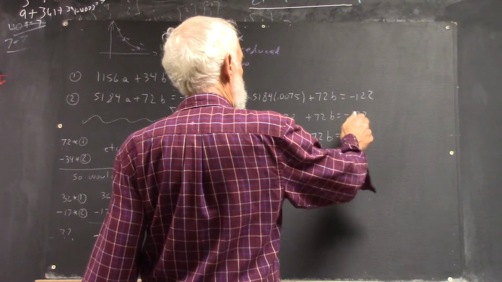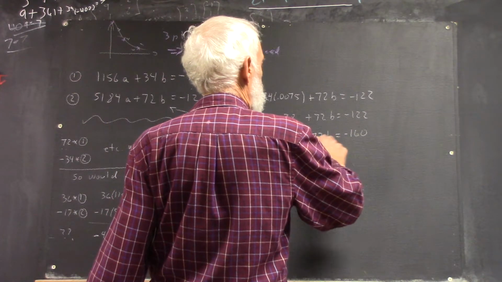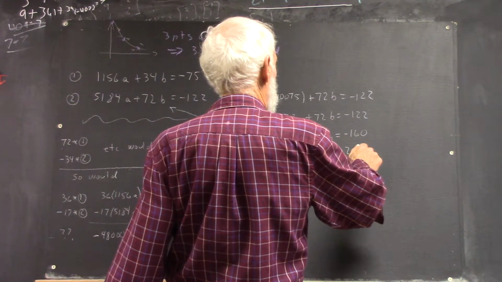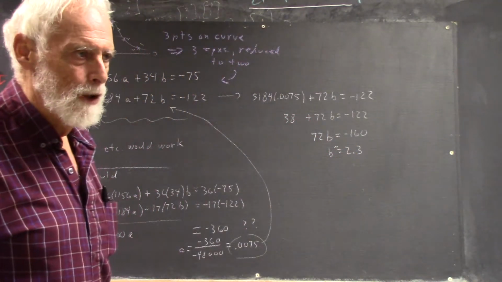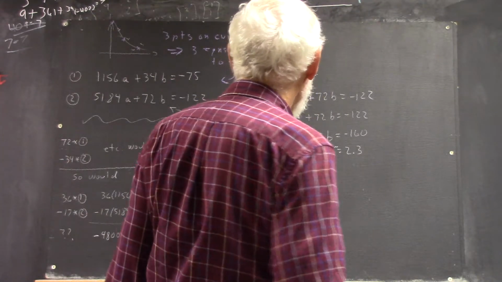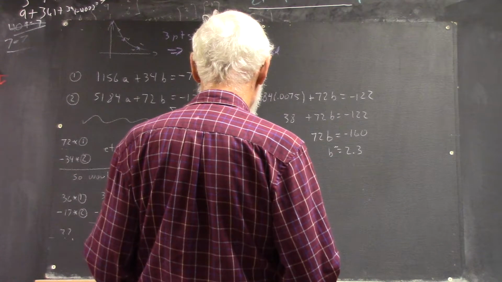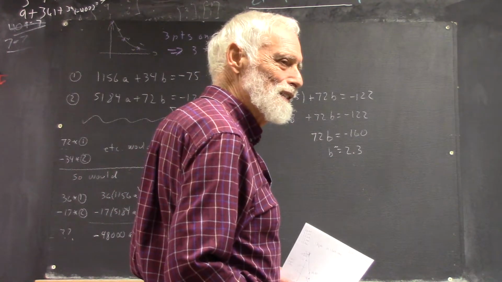So then we add the negative 38 to both sides, we get negative 160. So B is negative 160 over 72, about 2.3. Again, don't believe my numbers. Okay, but that's the process. Now, we could go back to one of the original equations. Let's go ahead and do that and just see if your model makes sense. Okay?